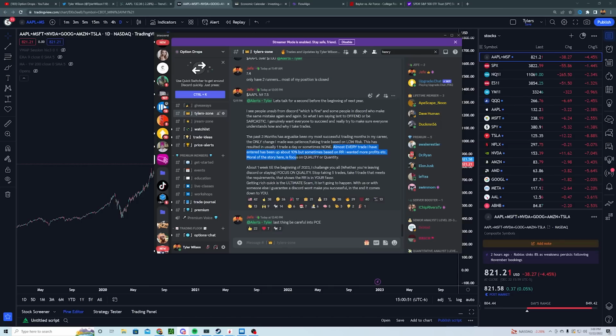The moral of the story here is to focus on quality, not quantity, right? It's just because if I'm looking to risk 10%, then I usually want to make at least 20%, right? If I'm looking to risk 20%, I at least want to make 20%, right? Based on my stops. About 1 week till the beginning of 2023, I challenge you, and I'm speaking to y'all as well. Whether you're leaving Discord, whether you're leaving YouTube, or you're staying here and you're focused on getting better, you're focused on more education and becoming the best trader you can be, focus on quality, people.